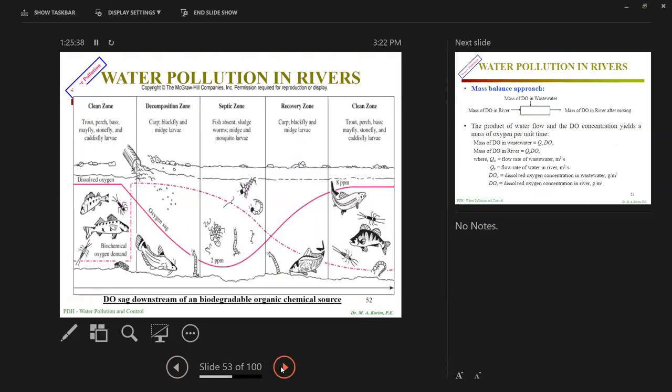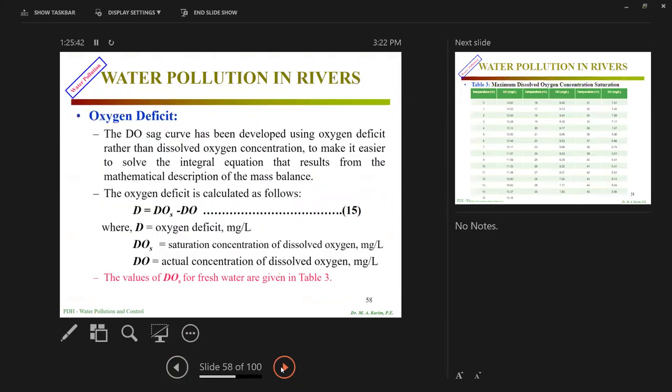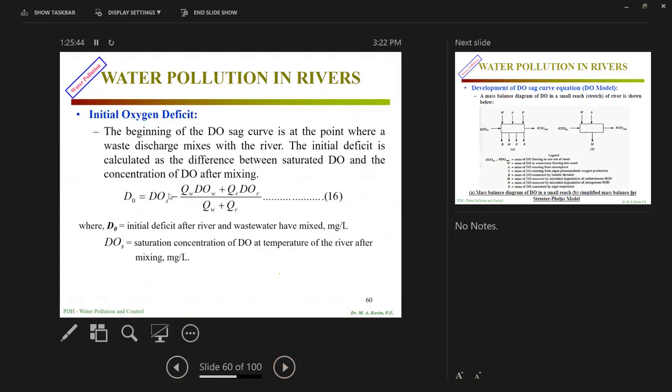Okay. So in this case, we'll calculate the initial deficit. The initial deficit would be the DOS, saturation level, then this is the mixing. That means very high. So we will be using what is called the initial condition and boundary condition. So my initial deficit would be saturation level minus the DO after the mix.